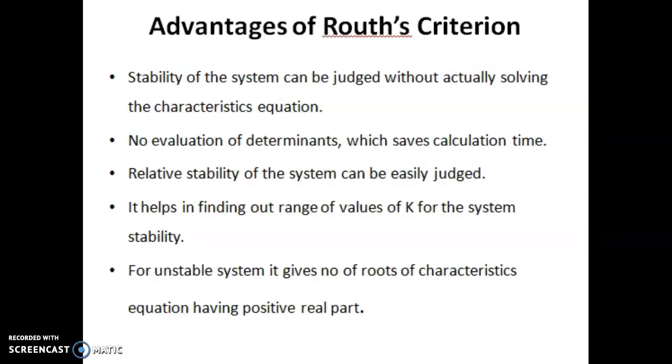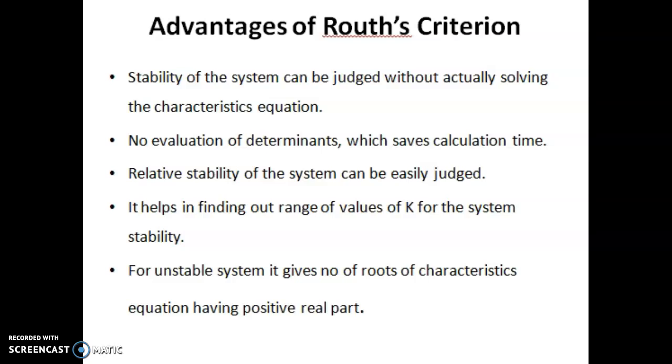So next are the advantages of the Routh criterion. We can judge the stability of the system without solving the characteristic equation. If all the coefficients in the characteristic equation have positive signs, then from the characteristic equation alone we can judge the stability. Next, there is no evaluation of determinants, which saves calculation time. Then the relative stability of the system can be easily judged.